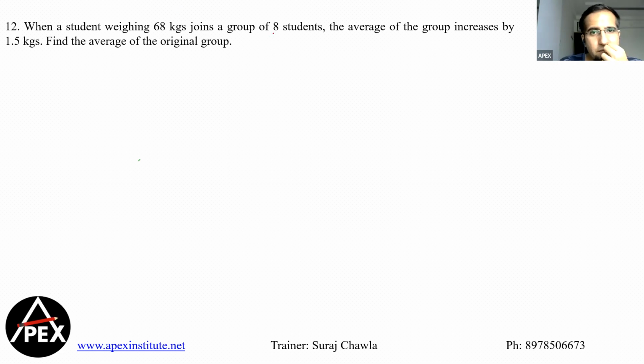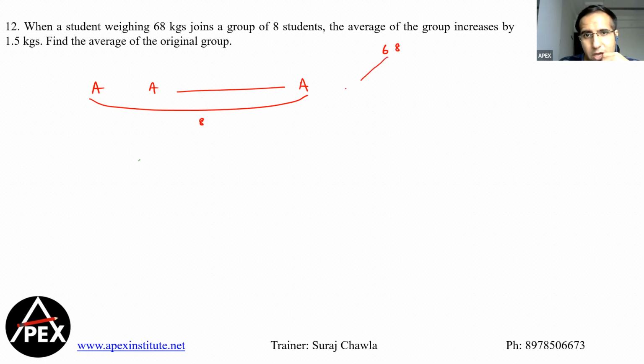When a student weighing 68 joins a group of 8 students, the average of the group increases by 1.5. Think very logically. I do not know the existing average. How many are these 8 people? A student of 68 joins. So what were we doing? We were first giving him A. Whatever was left out, we were dividing equally amongst all of us, including this guy. Now, what did this guy do? This guy gave 1.5 chocolates to everyone, including him.